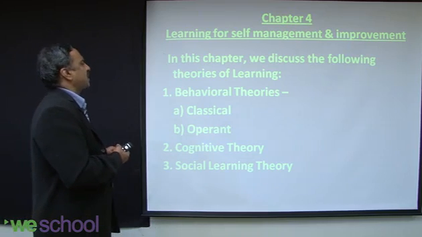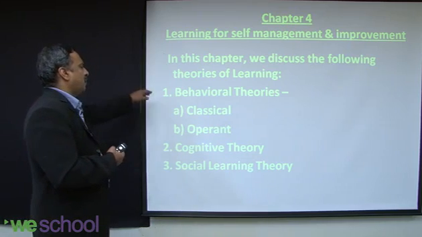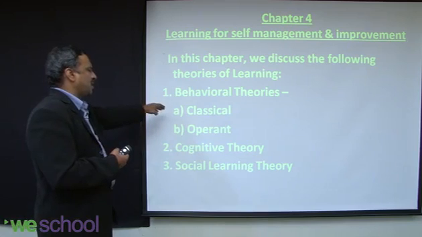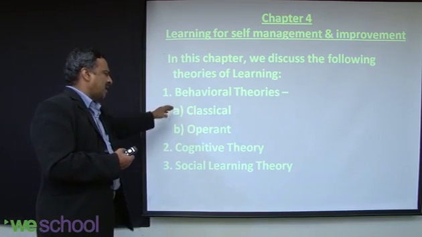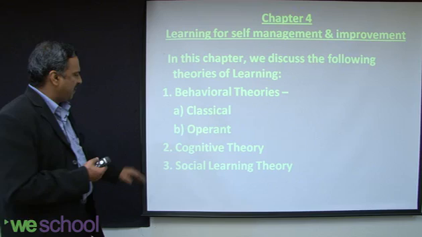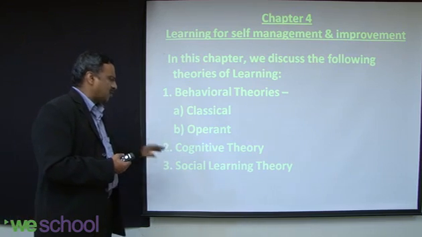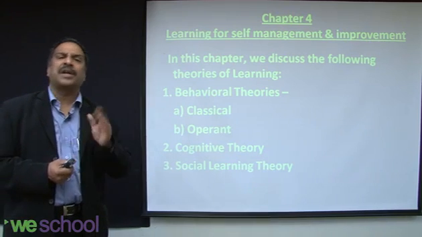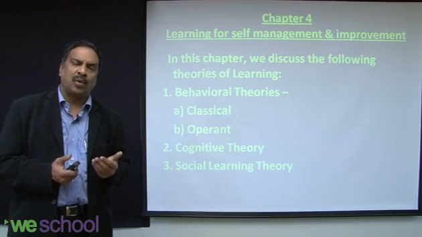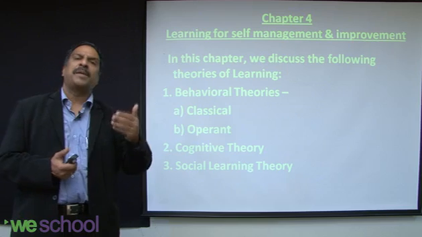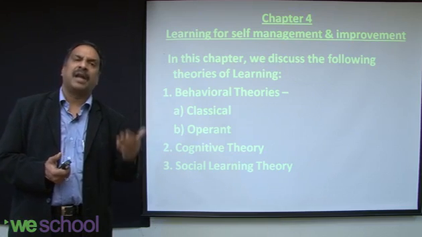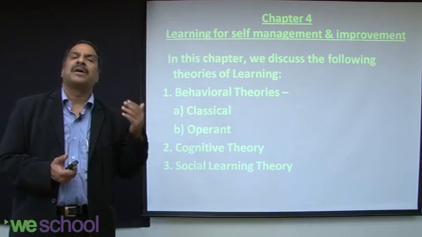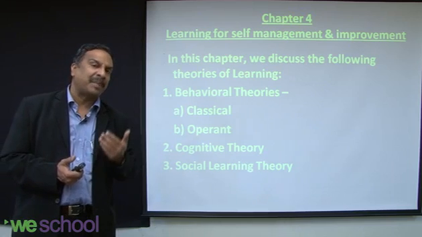In this chapter we discuss the following theories of learning. The behavioral theories, which involve the classical conditioning theory and the operant theory of learning. Then we have the cognitive theory of learning and the social learning theory. This forms the backbone of this chapter, to understand how we learn and how we grow, to understand under what circumstances people learn in which way, and the theories behind it that have come from a lot of experiments done by psychologists in the past.